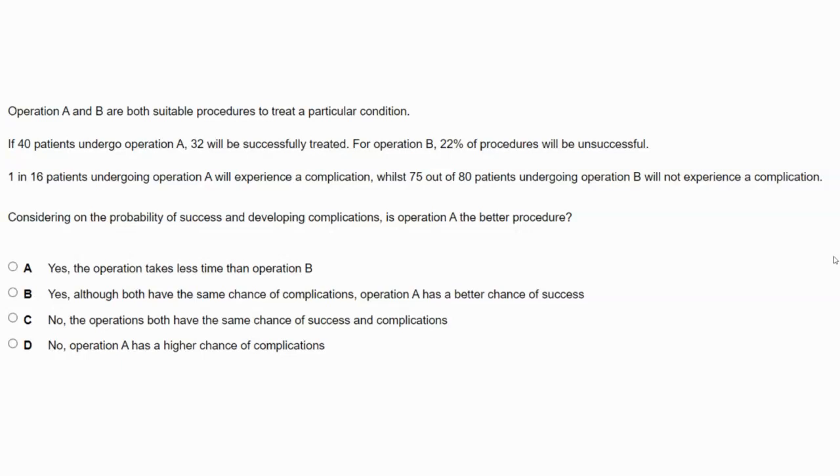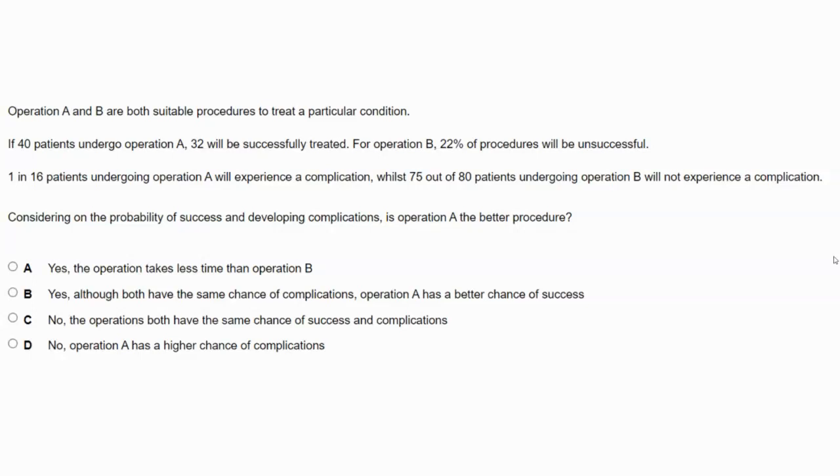Okay, everyone got an answer? Patricia, how did you think so quickly? What did you put? D. So you got B. I'm probably wrong then. Anyone else? I think D. Operation A has a higher chance of complications. Oh no, I've read it wrong. 1 in 16 will have complications with A, whilst 75 out of 80 will have complications with B. In the exam you have a calculator as well, so you can work out different statistics if needed. So I think B is the worst one.